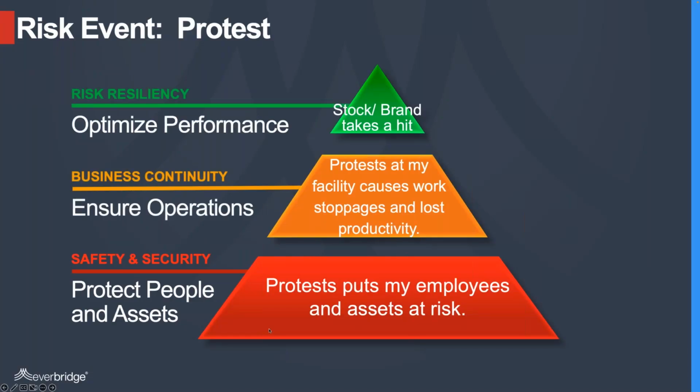So let's look at a couple different examples of how this might actually work. So again, baseline of this, keeping people safe, right? Protect people and assets. Well, if I get these things wrong, this is what ends up happening, right? Protests put my employees and assets at risk. At the most basic level, that's what I need to avoid. The next level up, protests at my facility cause work stoppages and lost productivity. If I'm unable to ensure operations, that is the fallback that I'm going to end up seeing. And then optimizing performance. If I'm not truly risk resilient, my stock might take a hit, my brand might take a hit in terms of brand satisfaction.